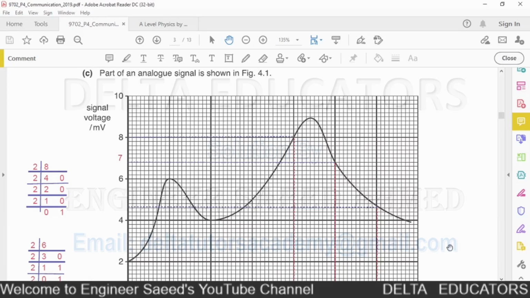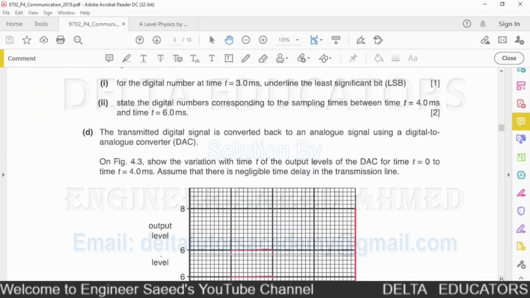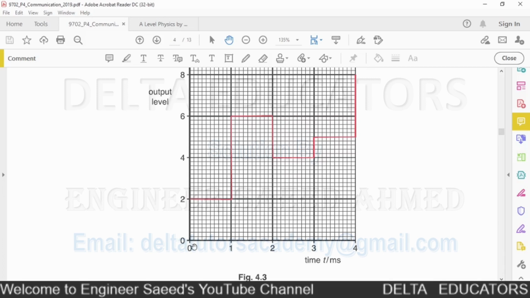Now we have all the points. We just have to draw these points on the graph. At 0 millisecond, the output voltage is 2 millivolt. At 2 millivolt, we will draw a horizontal line up to 1 millisecond. At 1 millisecond, the voltage is 6 millivolt.